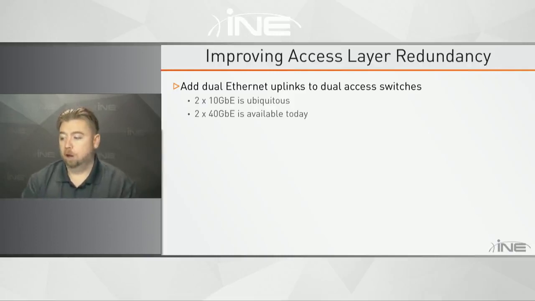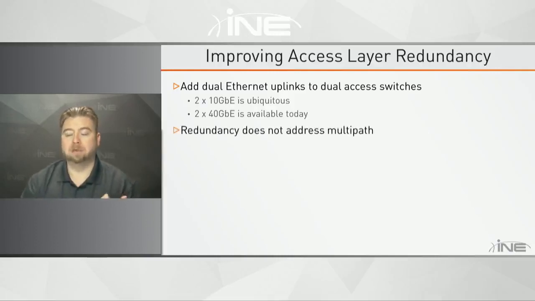The problem, though, is that the redundancy doesn't necessarily address the multipath problem. Just because I have 2 by 10 gig links from the access layer northbound doesn't mean that the server is going to actually be able to load balance the traffic in multiple directions. Now, we'll see that there are some solutions to take this away from a network problem and to push it down to the OS and basically make it up to the application in order to decide how the traffic is going to be distributed.